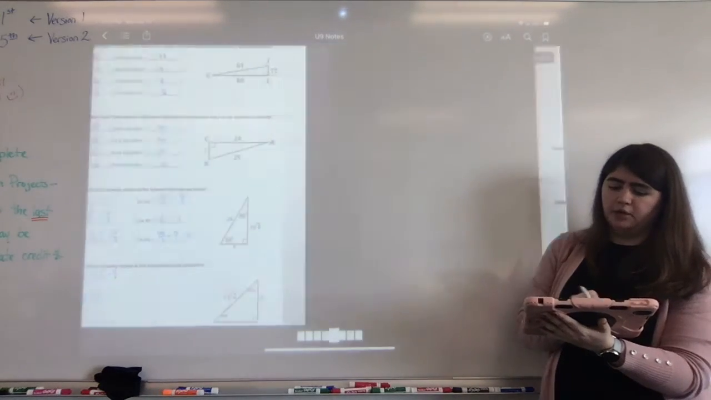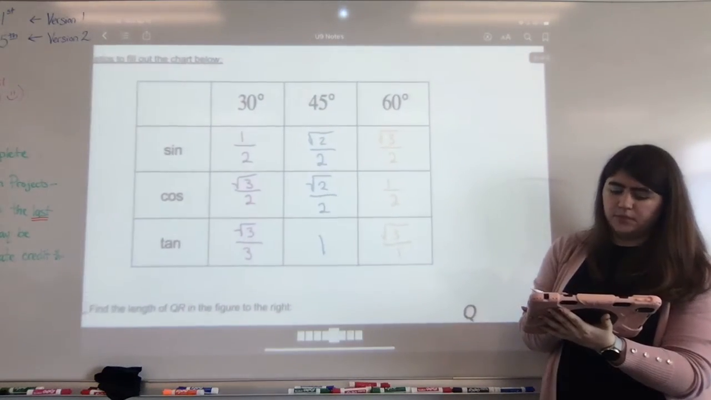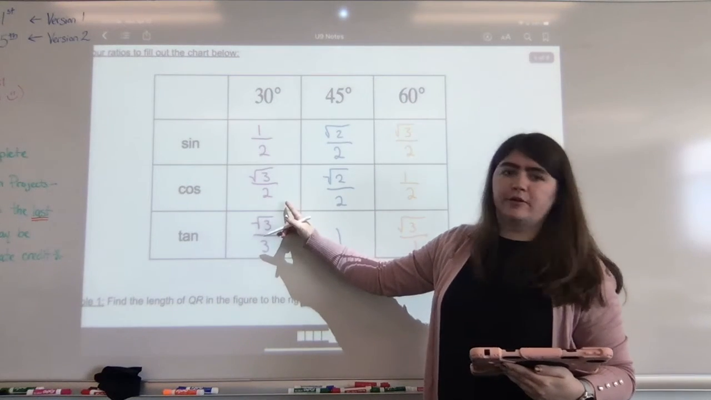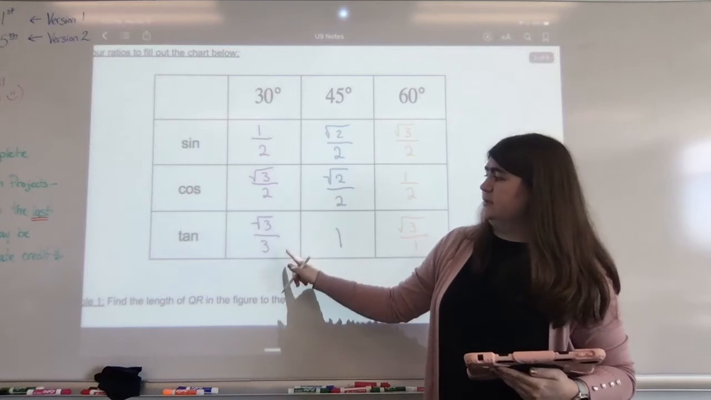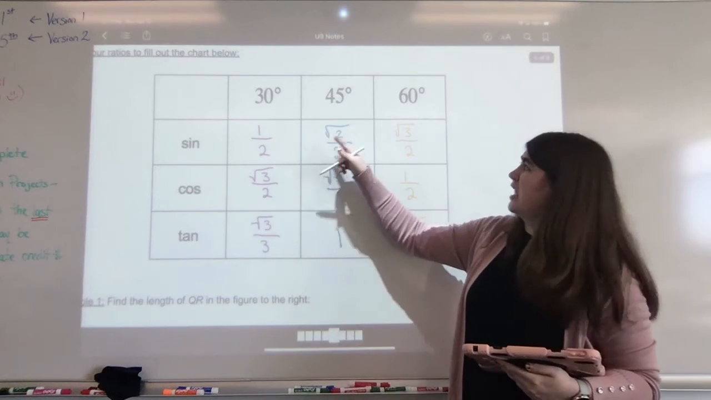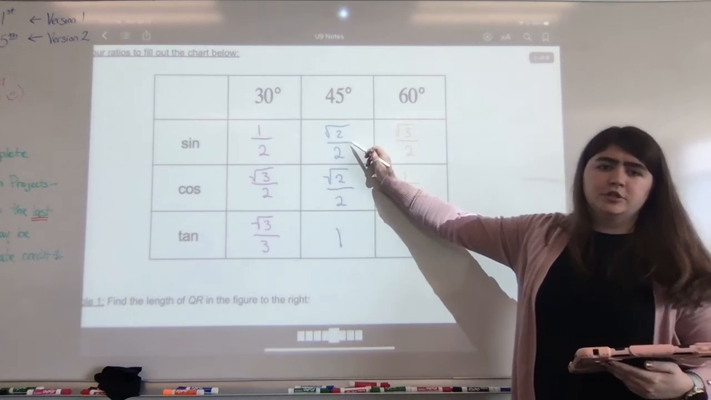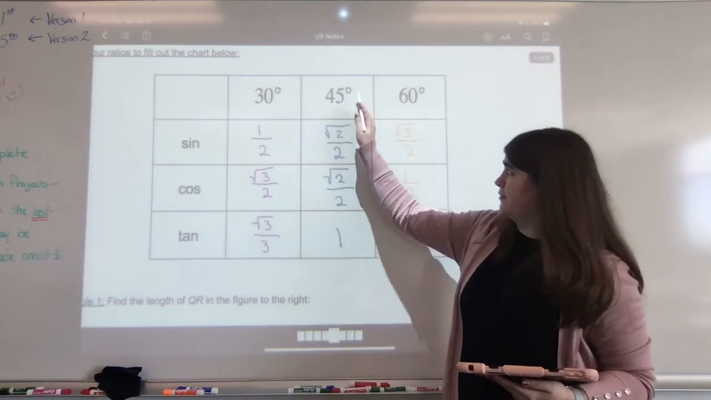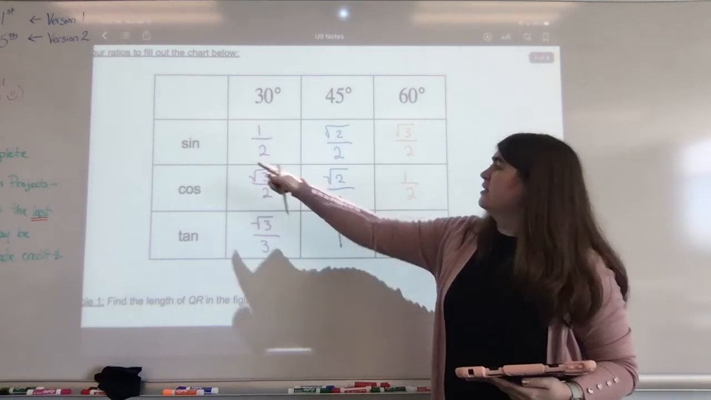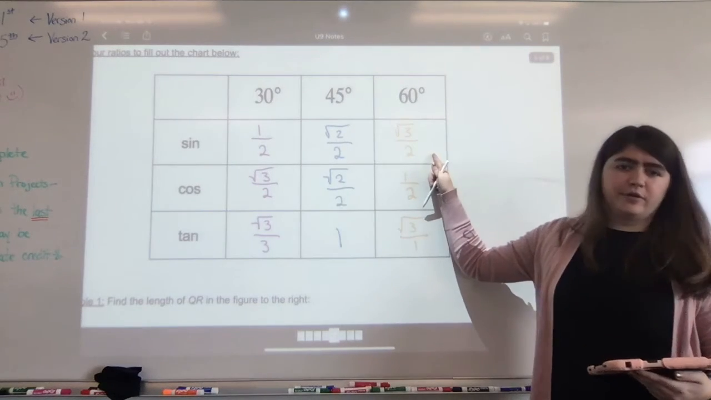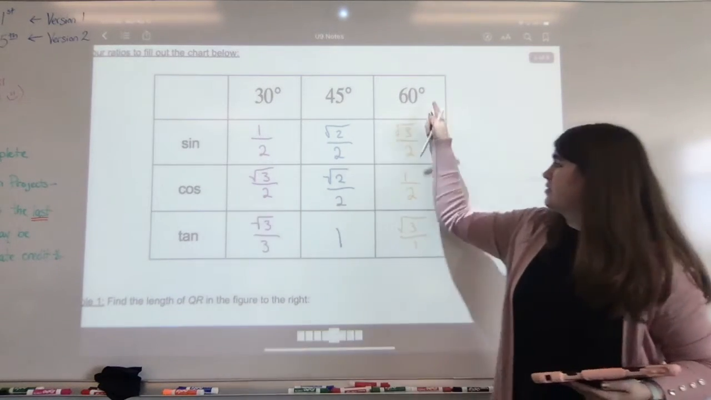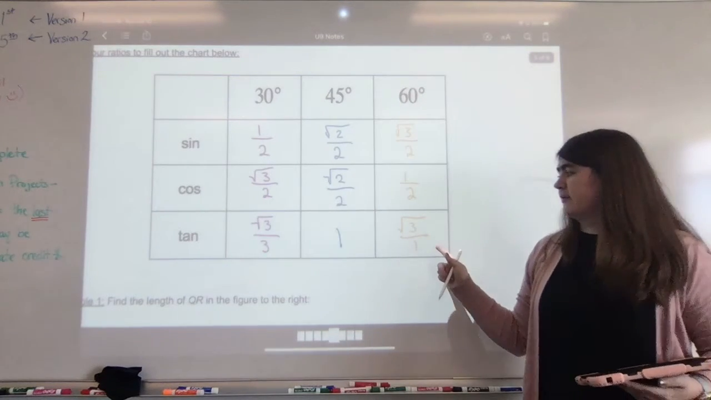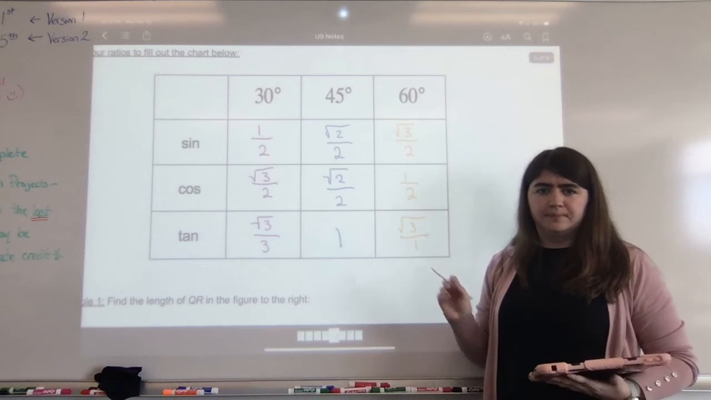So if we flip the page, we have this chart here. Sine of 30 is 1/2. Cosine of 30 is the square root of 3 over 2. Tangent of 30 is the square root of 3 over 3. Sine of 45 is the square root of 2 over 2. Cosine of 45 is the square root of 2 over 2. Tangent of 45 is 1. Sine of 60 is square root of 3 over 2. Cosine of 60 is 1/2. Tangent of 60 is the square root of 3 over 1, or just the square root of 3.